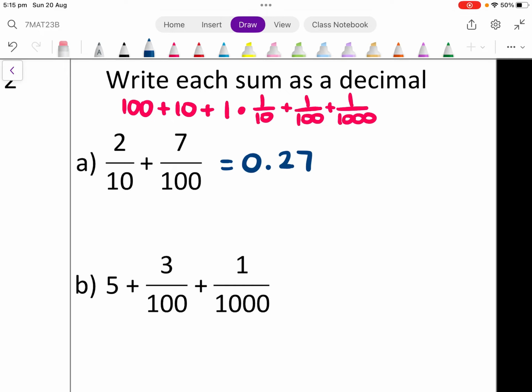Now, for B, we have 5 plus 3 over 100 plus 1 over 1,000. So that 5 is before our decimal point. It is 5 units. We'll then have our decimal point. Now we have no tenths, so because we have no tenths, we're going to put a 0. We have 3 hundredths and we have 1 thousandth.